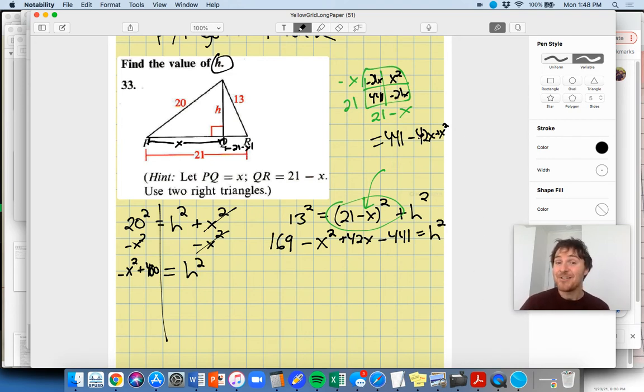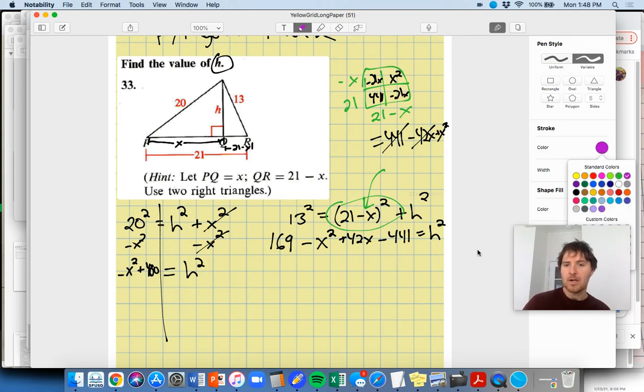Anyways, this would be on this side of this equation. That's why we have all the negatives over here, right? Instead of positive x squared, I subtracted x squared from both sides to get rid of that. Subtracted 441 here to get rid of that. And I added 42x to get rid of that. Okay, you with me here? All right, check it out. Why is that important now? Check it out. I have h squared isolated.